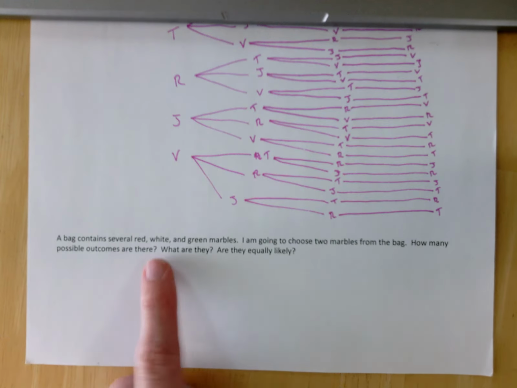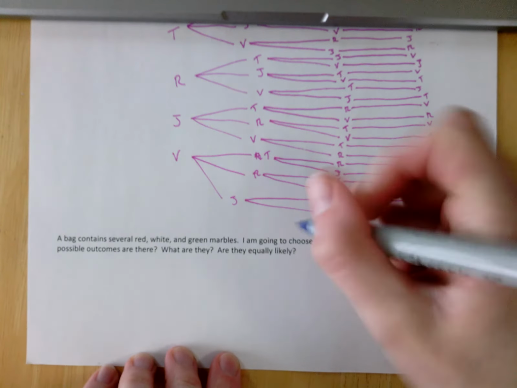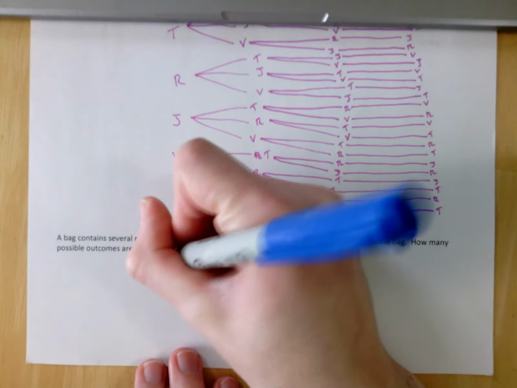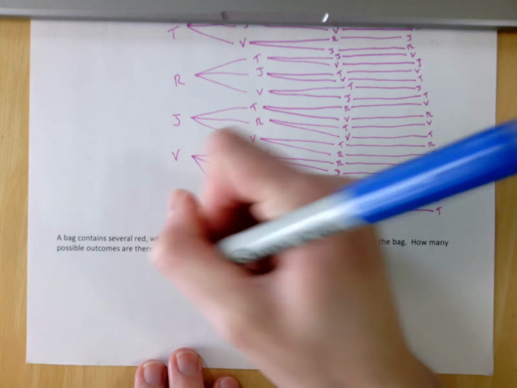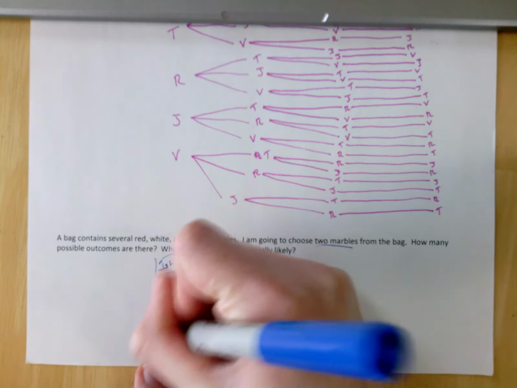Okay, so then this last one. So we got a bag that has red, white, and green marbles. We're going to choose 2 marbles from the bag. How many possible outcomes are there? What are they? And are they equally likely? Okay, so I've got red, white, and green. So when I pull my first marble, I'm pulling 2, right? Okay, so these 2 marbles means I have 2 events. So for my first marble, it's either going to be red or white or green.